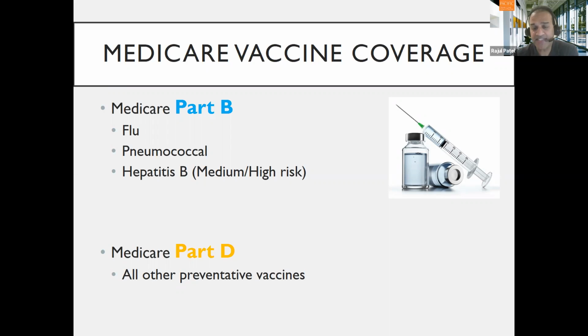Hepatitis B vaccine, which is a 3-dose vaccine series for most people, for medium to high risk patients, including patients who have diabetes and end-stage renal disease. They work in an occupation in which they're exposed to blood and bodily fluids. There are several other risk factors that would determine someone is at medium to high risk. That would be covered. And the fourth one is the COVID vaccine, all of them. These 4 preventative vaccines are covered under Medicare Part B.